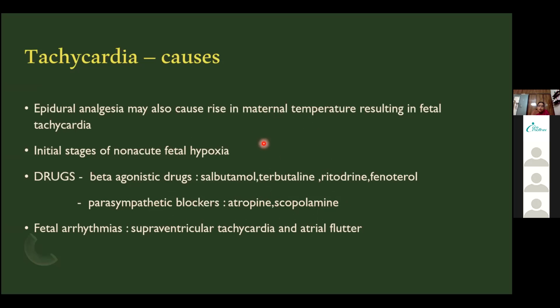When you have ruled out all the conditions and still there is a tachycardia, always suspect whether there is any fetal arrhythmia, especially if there is repeated tachycardia, but there is good variability. Otherwise, the baby is good. You have to think of supraventricular tachycardia. In these cases, we have to inform the pediatrician, and we should have the pediatrician around during delivery so that they can take care of the tachycardia.